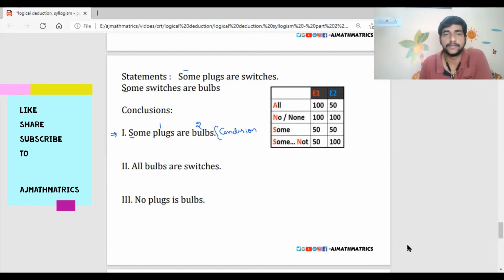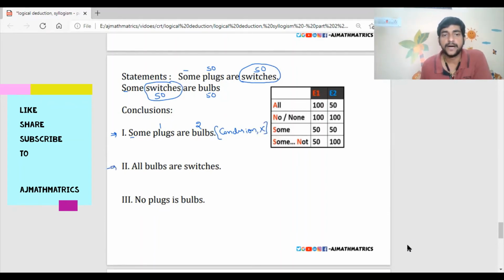Next, we'll write the values here. So plug value is 50, switches value is 50, and here switches value is 50 and bulbs value is 50. Whenever you write 50s here, you should get 1 point, that is one middle term value should be 100. But here none of the middle term value is 100, so the conclusion will not exist.